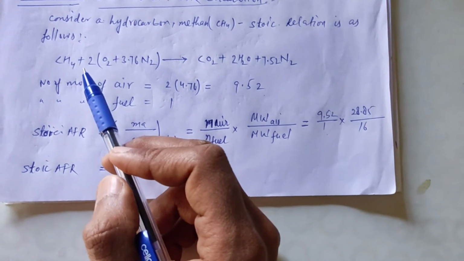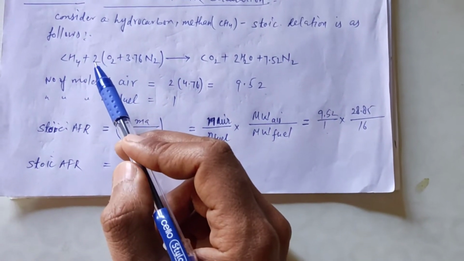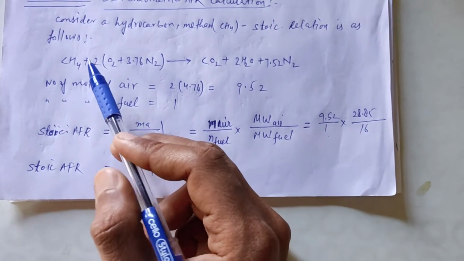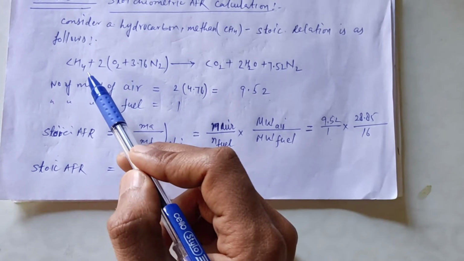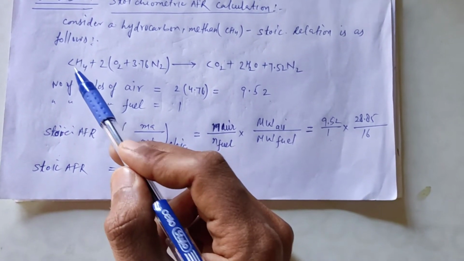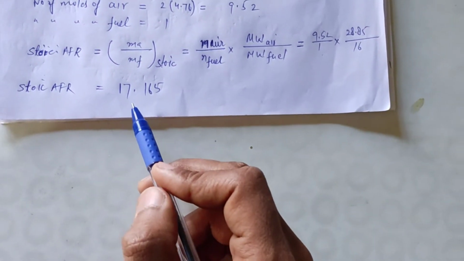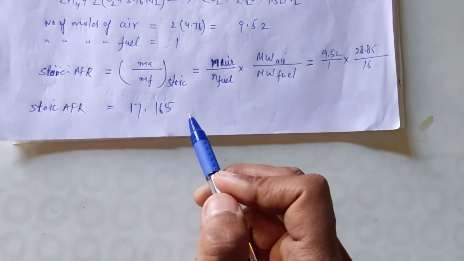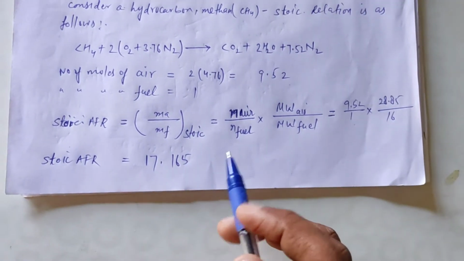So the molecular weight of fuel will be equal to 16, because the atomic mass of carbon is 12, and it is 4 for hydrogen. So 12 plus 4 is 16. So the stoichiometric air fuel ratio will be equal to 17.165. This is the stoichiometric air fuel ratio for methane.